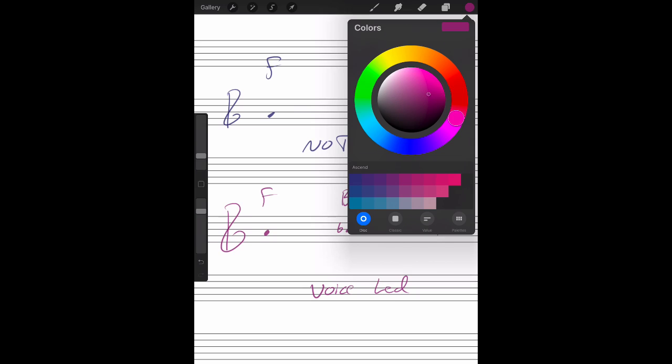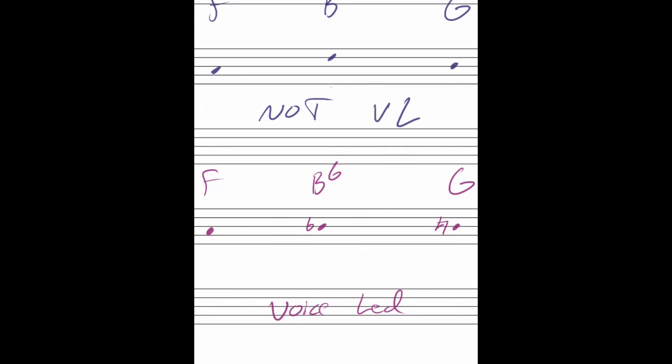Then let's fill in our other notes. F, A, C. The F stays. That goes up to a D. The D stays, and the F goes up to a G. So common tone, common tone.